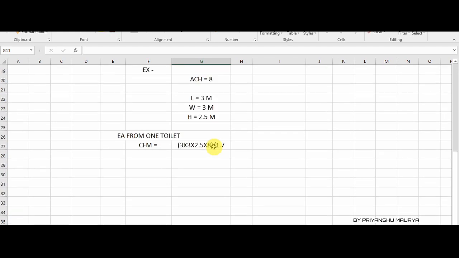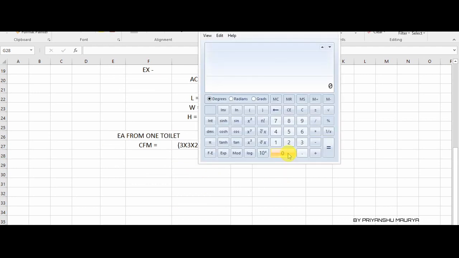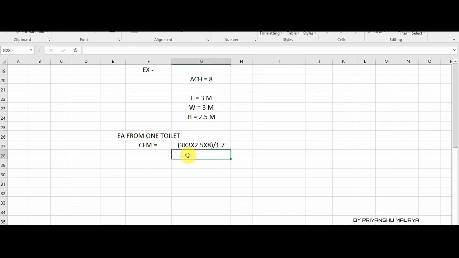Okay, so now let's find out what the total CFM will be. Let me open the calculator. 3 into 2.5 into 8 is equal to 180, divided by 1.7. It becomes 105.8. We can say 106 CFM. This is our exhaust CFM from one toilet.